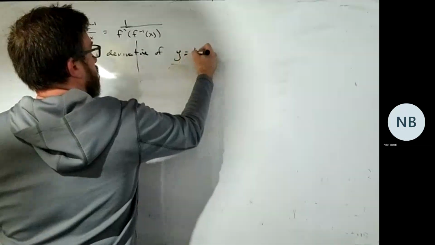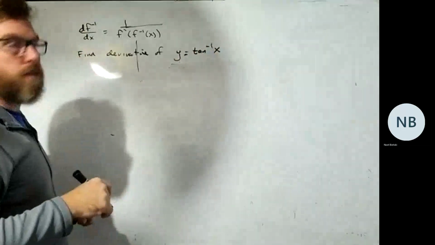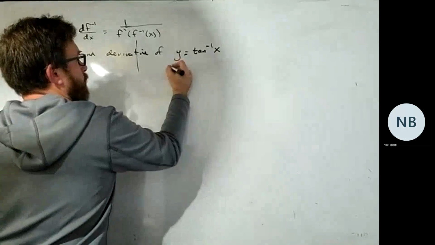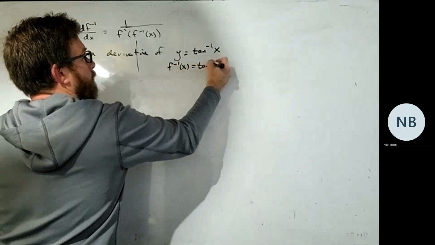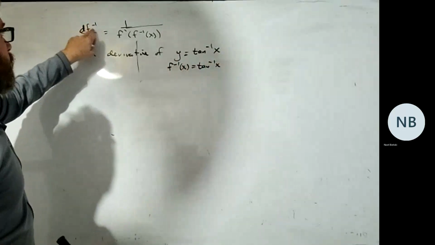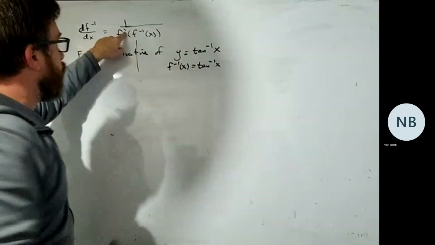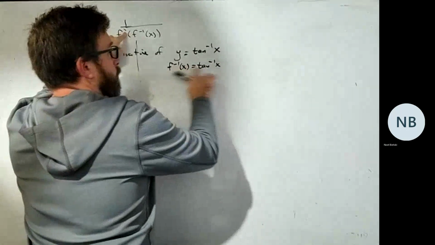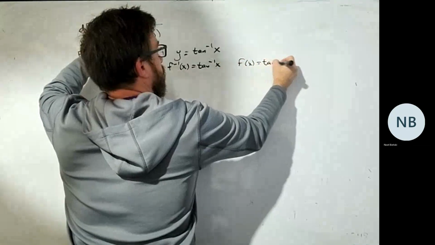So say y is equal to the tangent inverse of x. I'm trying to find the derivative of this function. Well, this function is my inverse function, so in order to find the derivative of the inverse function, I need to know the derivative of f of x. Well, if f inverse is the tangent inverse, then f of x is just the tangent function.